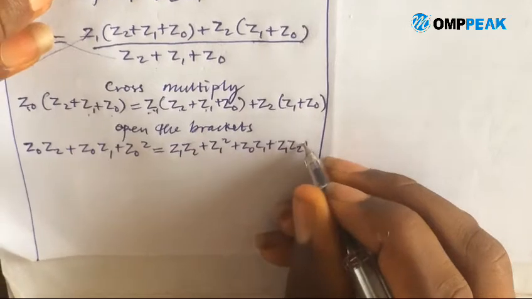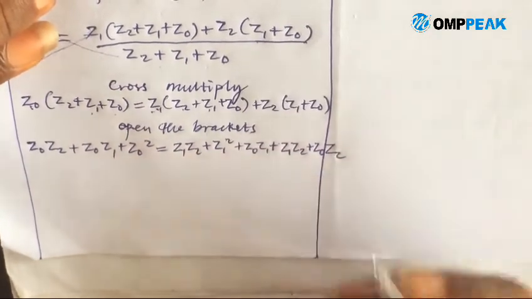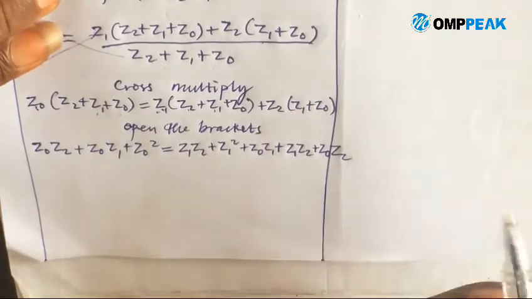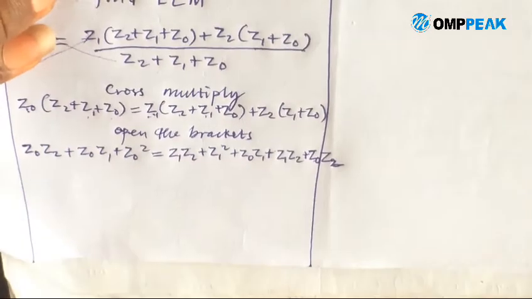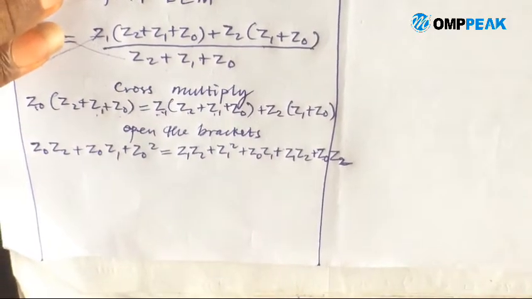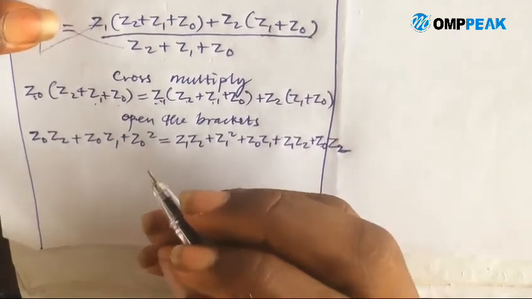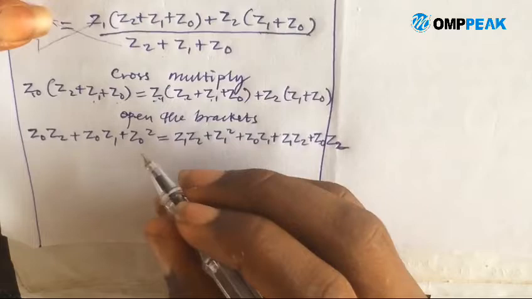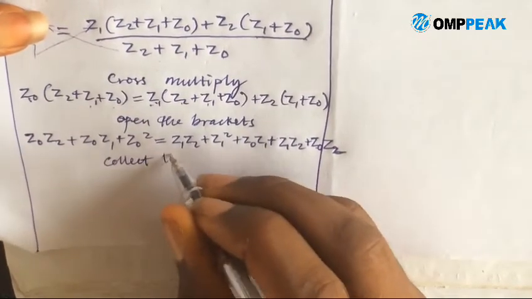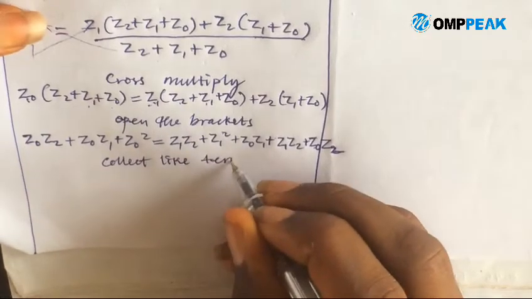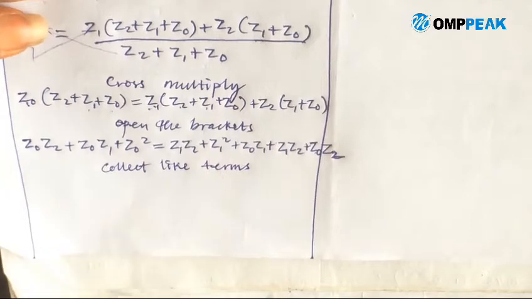Z2 plus Z0 Z2. Don't mind me, you can see this one very well. This one is Z0 Z2. Don't forget. Now what are we going to do? We are going to collect like terms. Now when we are collecting the like terms, don't forget we are looking for the Z0.